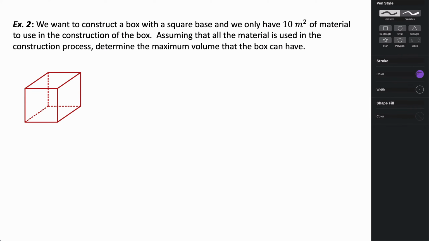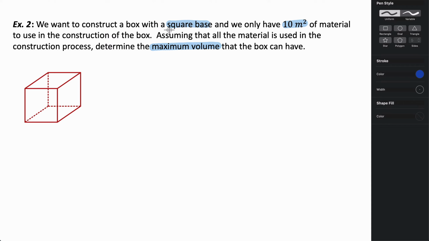Okay, example 2 asks us to construct a box with a square base. So this is important, right? It has a square base. And we only have 10 square meters of material to use to construct the box. We're assuming that all of the material is used, so we have to actually build a box in the construction process. Determine what the maximum value is, or maximum volume, sorry, that we can have for the box. So what is the maximum volume?